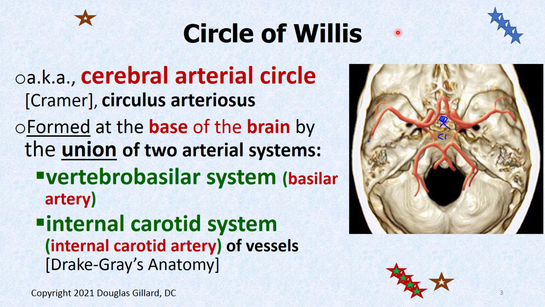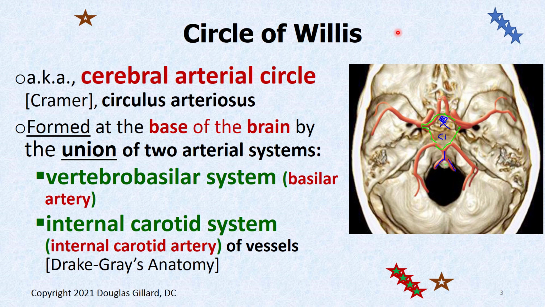So yeah, it's formed by the union of two very important systems. Here's the carotid artery, or here's the vertebral arteries, forming the basilar artery, and then this, I'll do it in, let's see, green. And this is the Circle of Willis. We'll go through all these pieces here in a little bit.